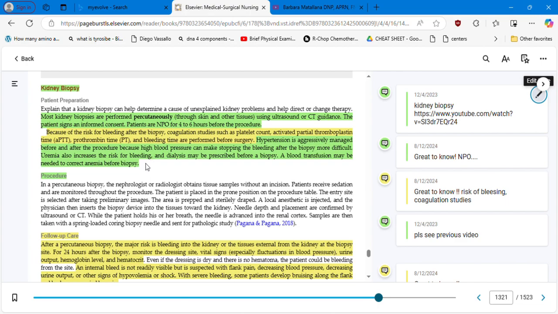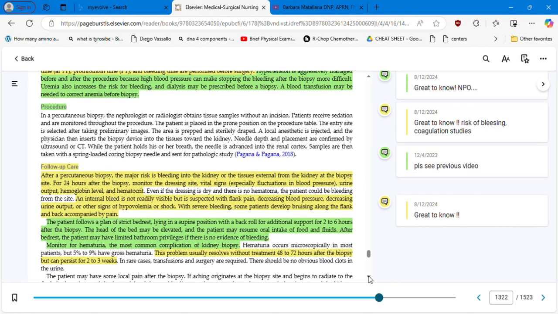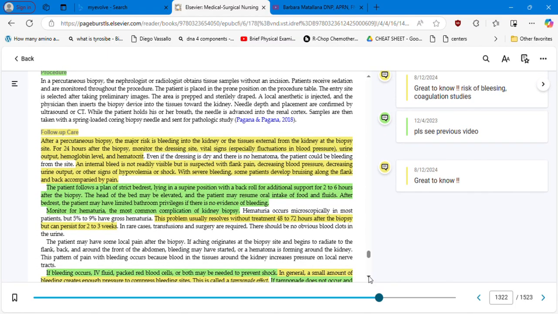Uremia also increases the risk for bleeding, and dialysis may be prescribed before a biopsy. So a blood transfusion may be needed to correct anemia before biopsy. So all these facts in these first paragraphs are good to know. NCLEX alert, right? After the percutaneous biopsy, the major risk is bleeding into the kidney or the external tissues, right? So for 24 hours after the biopsy, monitor the dressing to see the amount of bleeding, right? And also check the blood pressure, urine output, hemoglobin level, and hematocrit.